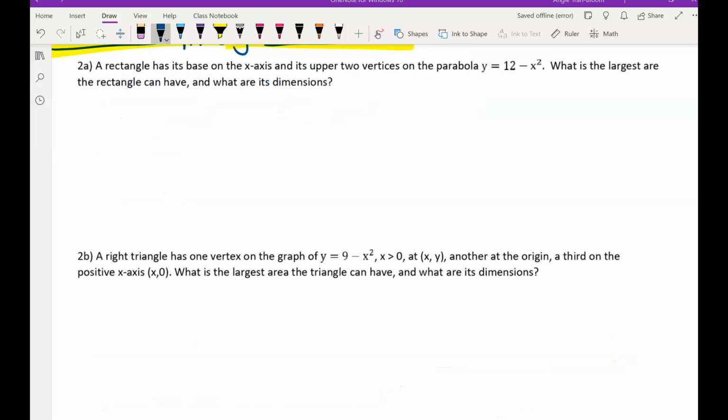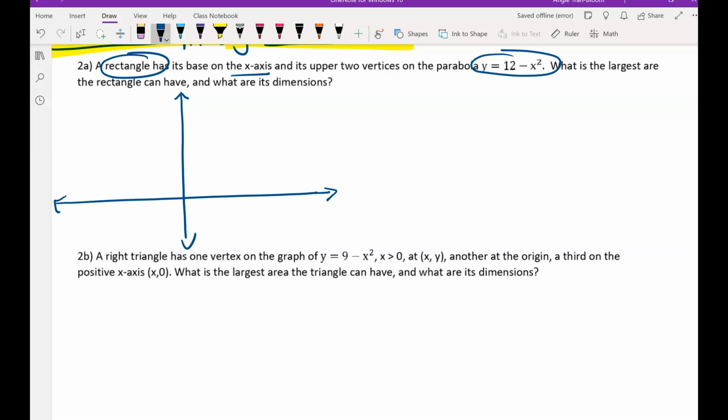Example 2a: a rectangle has its base on the x-axis. Okay, so let's draw a coordinate plane. Are you ready? Okay, its base is on the x-axis, so it looks like I'm going to have some base here. So a rectangle with its base on the x-axis and its upper two vertices on the parabola.